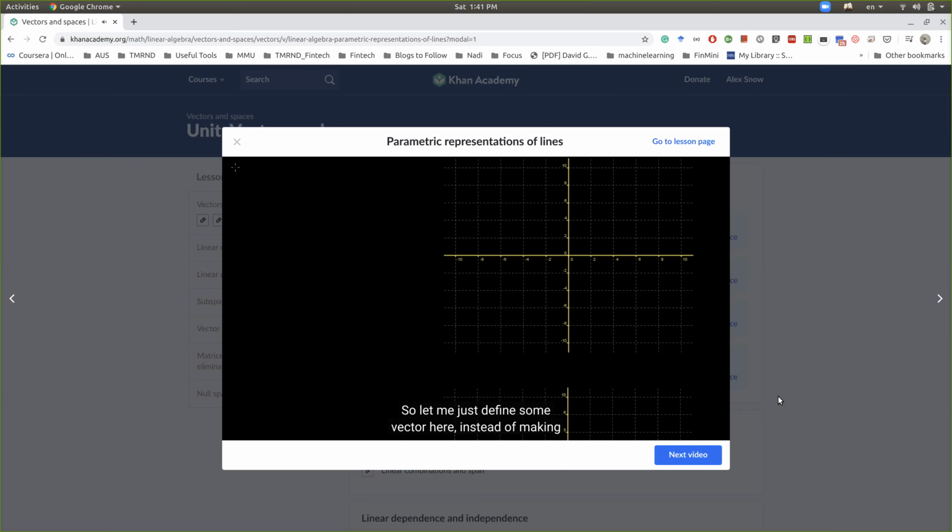Instead of making them bold, I'll just draw it with the arrow on top. I'm going to define my vector, it's going to be a vector in R2. Let's just say that my vector is the vector 2, 1. If I were to draw it in standard position, it looks like this. You go 2 to the right, up 1 like that. That is my vector v.